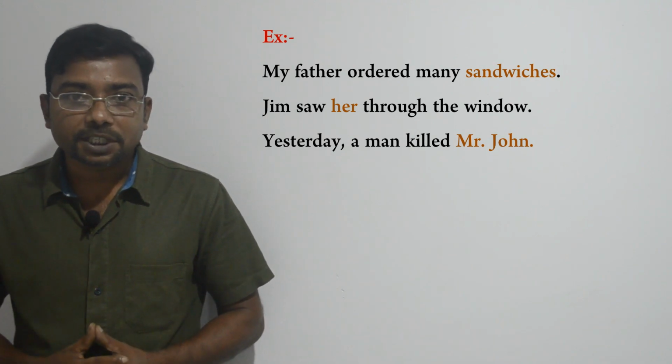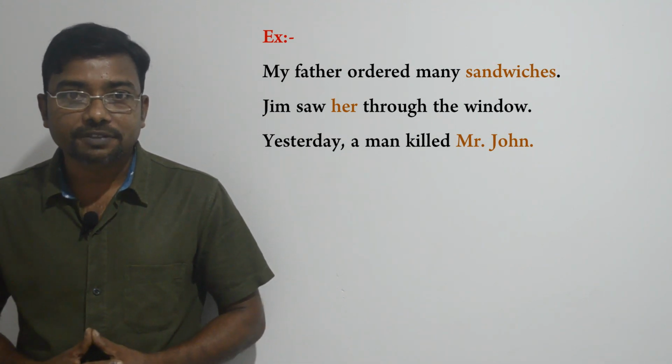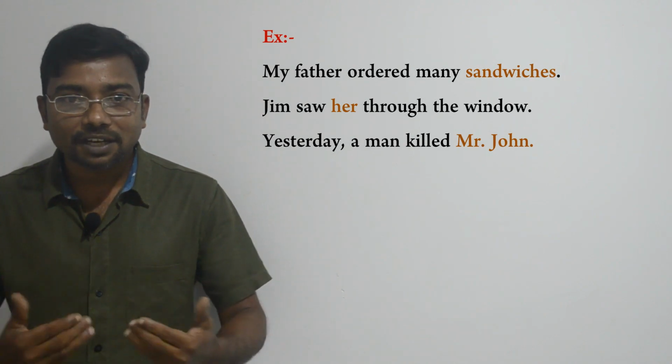Okay, when we consider all these examples, it's clear that an object can be a noun, pronoun or noun phrase, and also the object always receives the action of the verb. To identify the object, we can ask a what or whom question. Now we are going to turn our attention to the types of object.